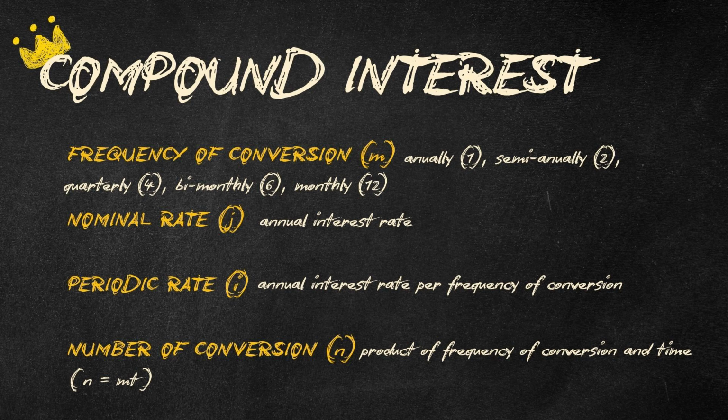Lastly is the number of conversions. It is the product of frequency of conversion and time, and we will use the formula n equals m times t, or frequency of conversion times time. Now we have these two problems about compound interest.